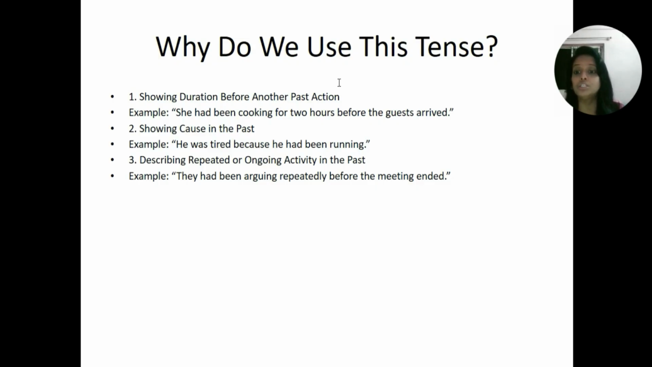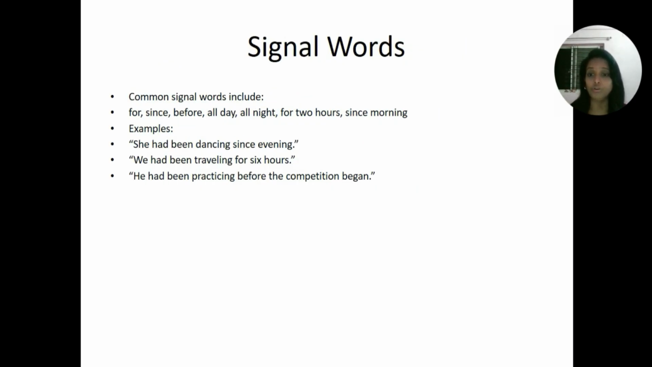And we use this to describe repeated or ongoing activity in the past. They had been arguing repeatedly before the meeting ended. So this action was continuing or repeating before another moment. Got it? And there are some signal words that you need to be aware of.